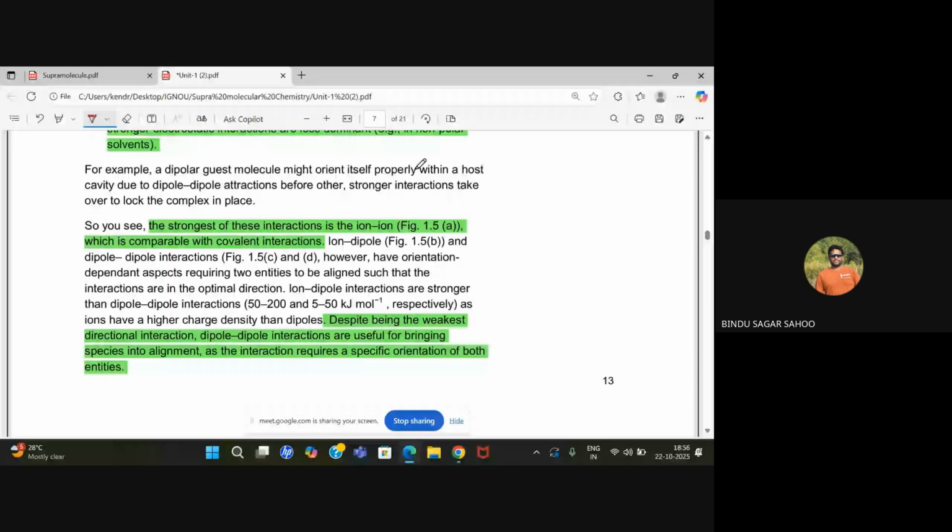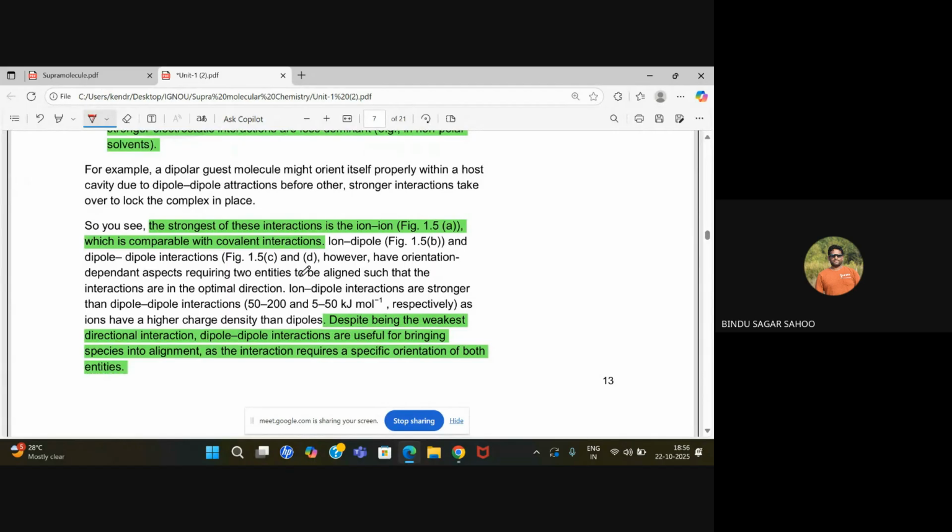So if you discuss these three types of interaction, ion-ion, ion-dipole and dipole-dipole interaction, definitely the strongest interaction will be the ion-ion, which is comparable with the covalent interaction. This is the conclusion. If you discuss these three types of interactions, definitely the ion-ion interaction will be the strongest, and after that ion-dipole, and thereafter dipole-dipole interaction.